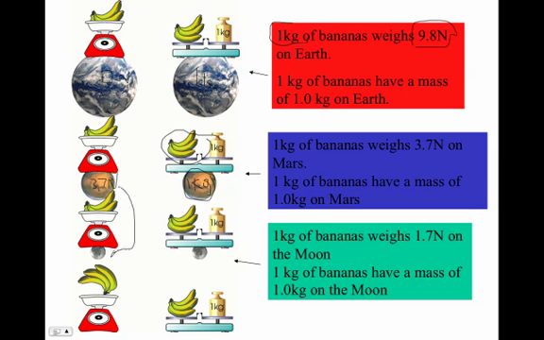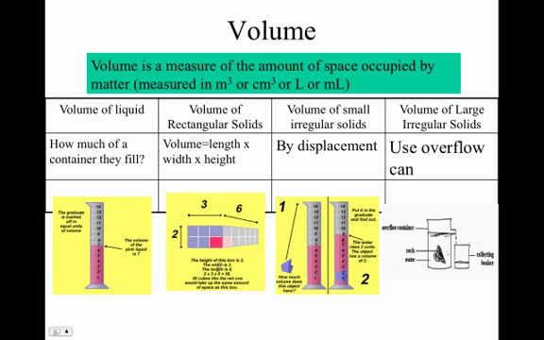Let's go to the moon. What about on the moon? What's the weight? It's even less, 1.7 newtons, because the moon is smaller. What's the mass? Still 1 kilogram. So mass and weight aren't the same.